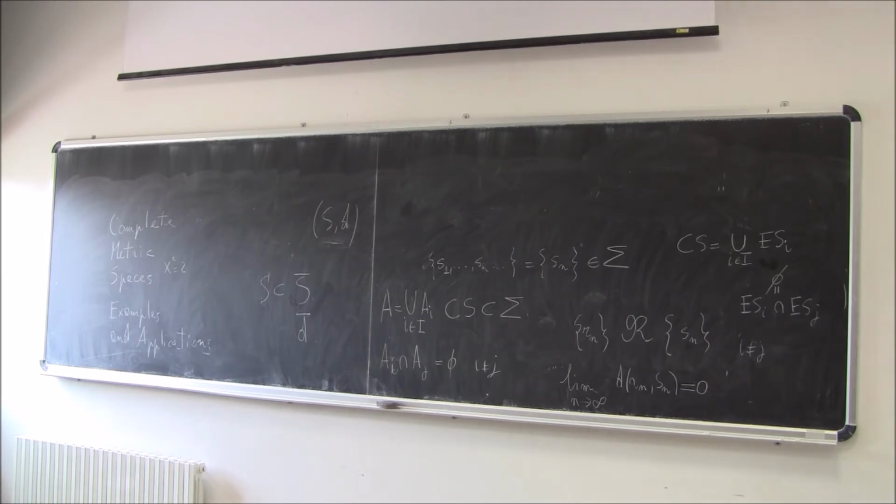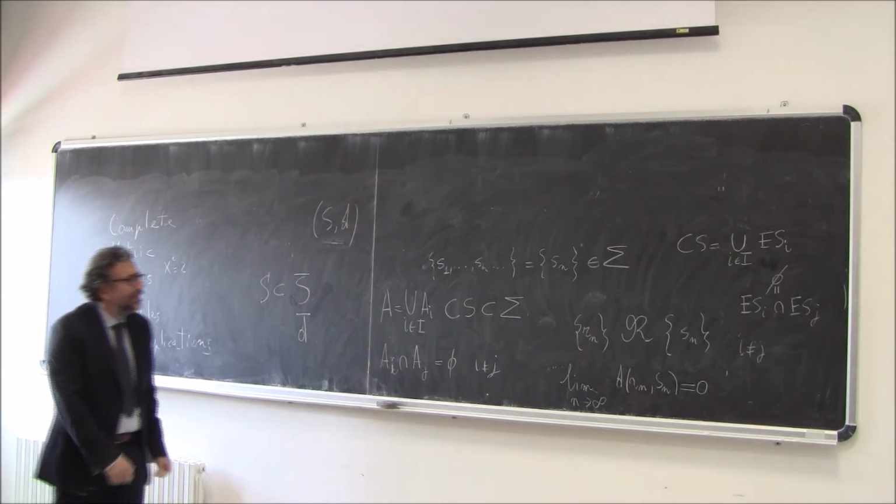Okay? That's all. I cannot even imagine what is a partition of a set of Cauchy sequences into the sets of equivalent Cauchy sequences. I cannot imagine a drawing for this. This is an abstract definition. Okay?